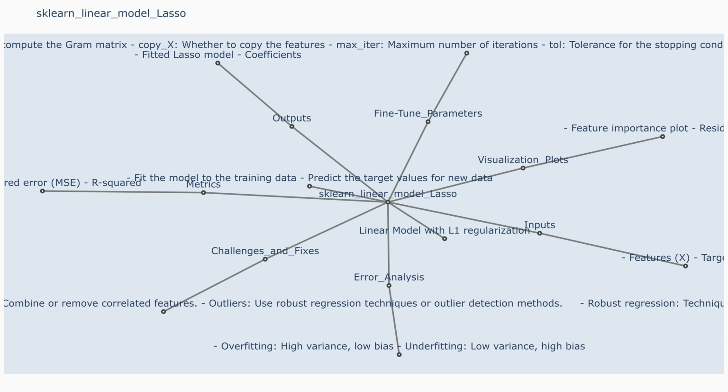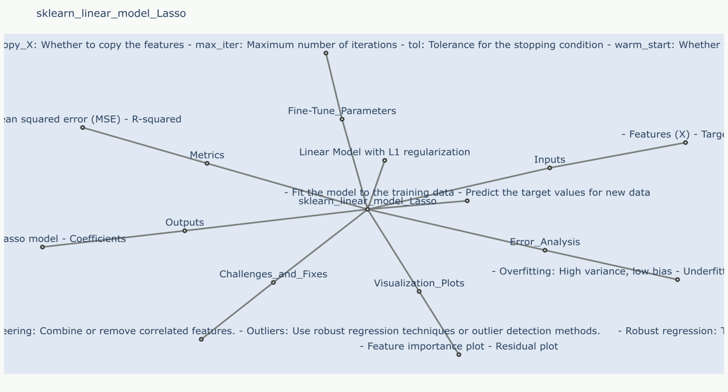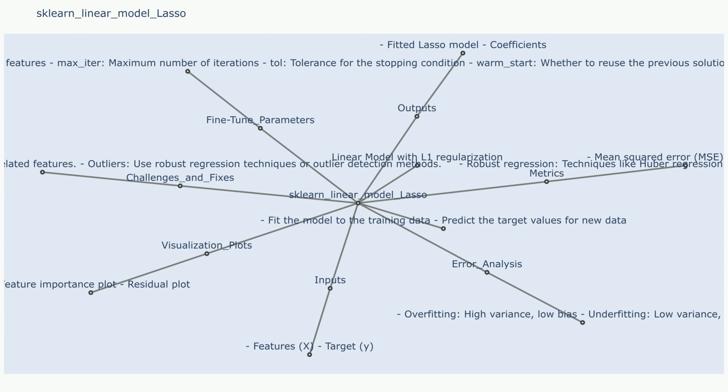Lasso, least absolute shrinkage and selection operator, is a linear model that uses L1 regularization to perform feature selection and avoid overfitting. It adds a penalty to the sum of absolute values of the regression coefficients. This penalty encourages smaller coefficients and even forces some coefficients to be exactly zero, effectively removing the corresponding features from the model. Lasso is particularly useful when dealing with high-dimensional data where many features might be irrelevant or redundant.